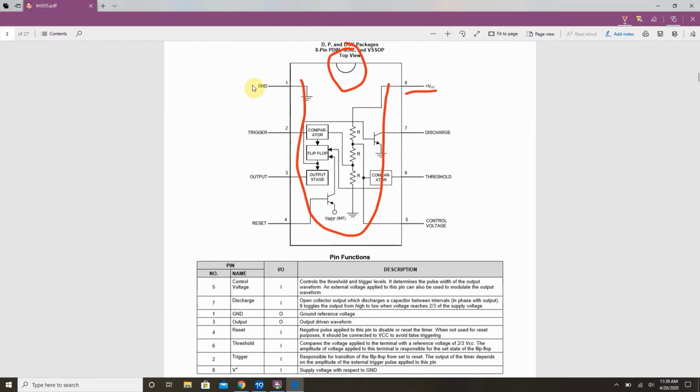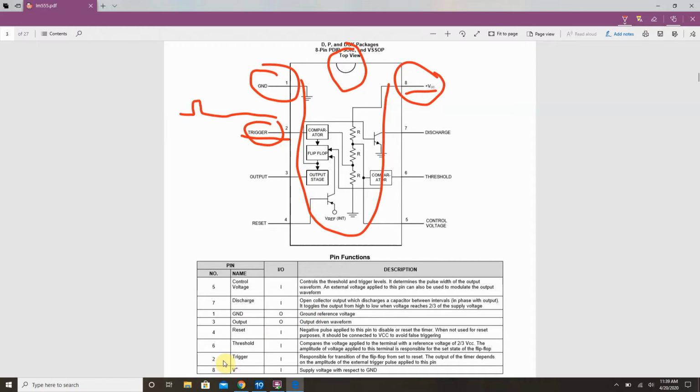Our VCC is just that. That's our battery voltage. Use a 9-volt battery. That's where you plug in the red. The black goes to ground. That's simple. Our trigger, when we talk monostable, it's that one that just had the quick pulse. Okay? That's what we use to actually trigger it.